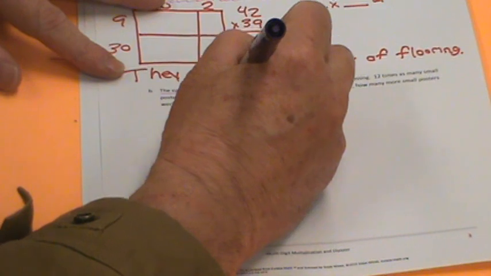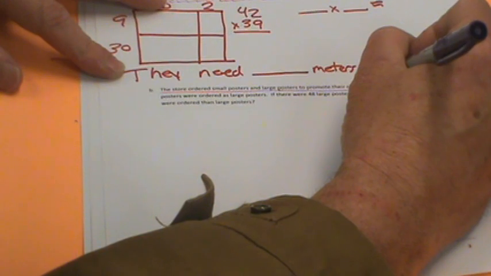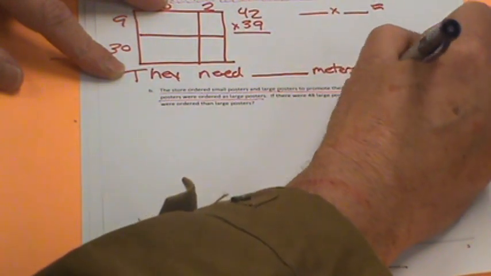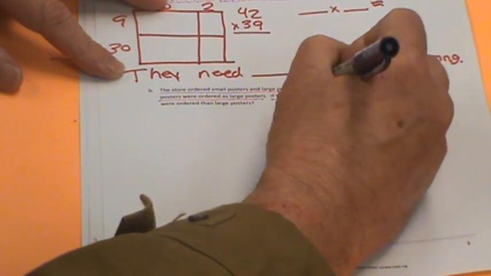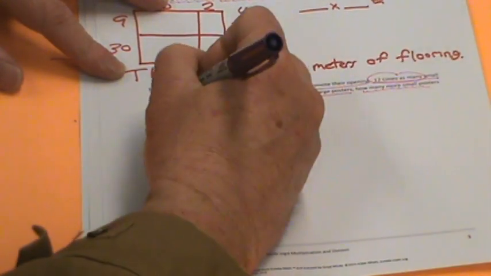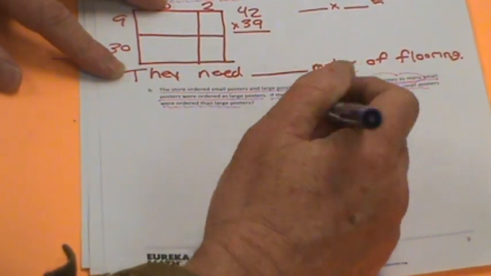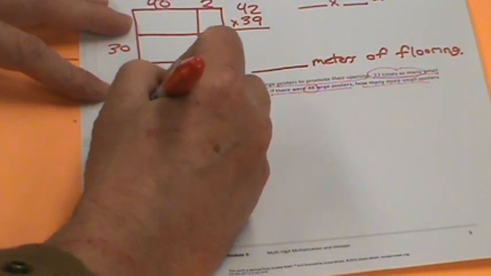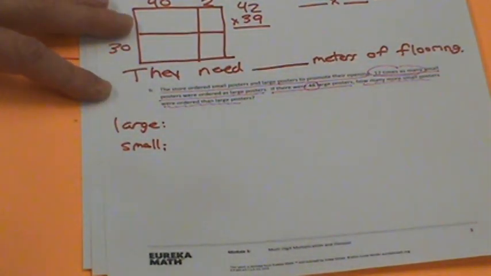The store ordered small posters and large posters to promote their opening. Okay, 12 times as many small posters were ordered as large posters. So 12 times as many. I'm going to circle that phrase. If there were 48 large posters, and I'll circle 48, how many more small posters were ordered than large posters? So we have 48 large posters, but there were 12 times as many small posters ordered. So let's just do a tape diagram so we really understand this, okay? Large and small. So write that, large and small.